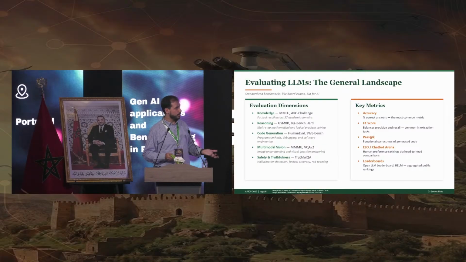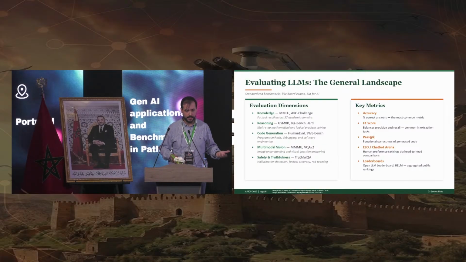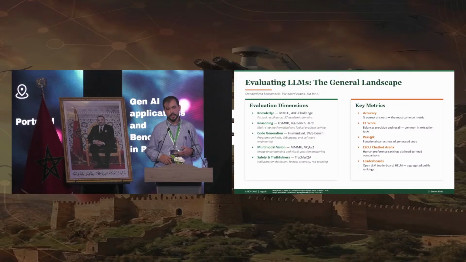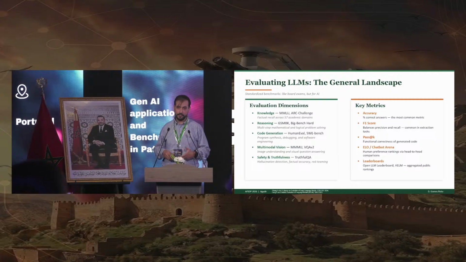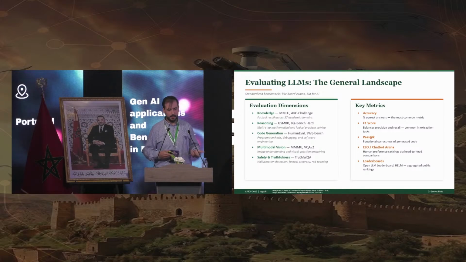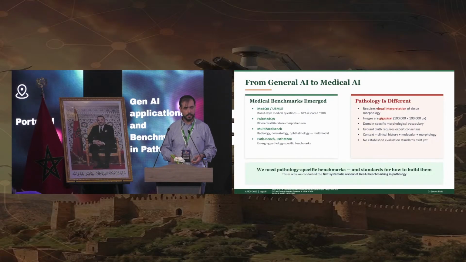Accuracy, of course, is the most common metric, the percentage of correct answers when it's multiple choice. The F1 score, which balances precision and recall, is common in extraction tasks, as we will see briefly. The pathology benchmark evaluates the functional correctness of generated code. ELO scores, like you have in chess, you can attribute to these models. There are leaderboards, usually composed of compound benchmarks, that evaluate the performance of these LLMs against each other.